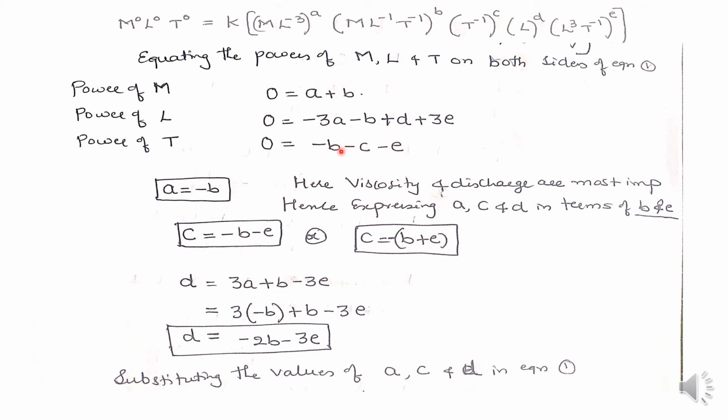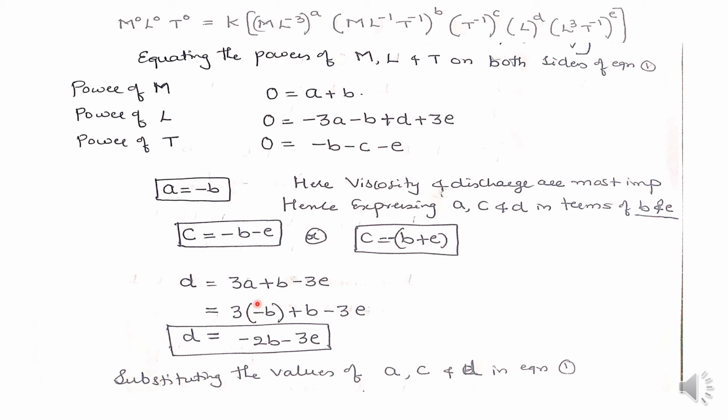Now let us express D in terms of B and E. First let me write the equation for D. I have shifted all terms to this side, so D is equal to 3A plus B minus 3E. I cannot keep the A value as it is, so I substitute A in terms of B only: A is equal to minus B, already calculated, so D is equal to minus 3B plus B minus 3E. Therefore D is equal to minus 2B minus 3E.